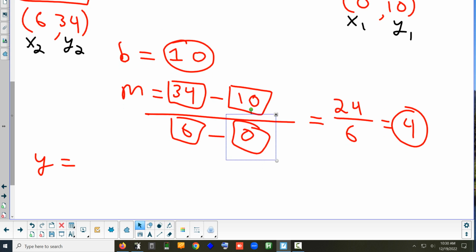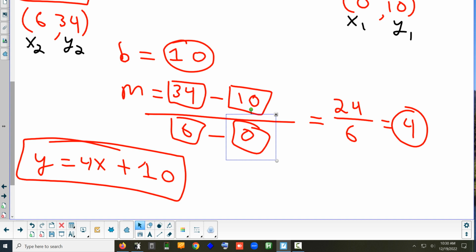Brady, what's going to be my final answer plugging in my slope and y-intercept? Perfect. Y equals 4x, because 4 is my slope, plus 10, because that's my y-intercept. Any question on that?